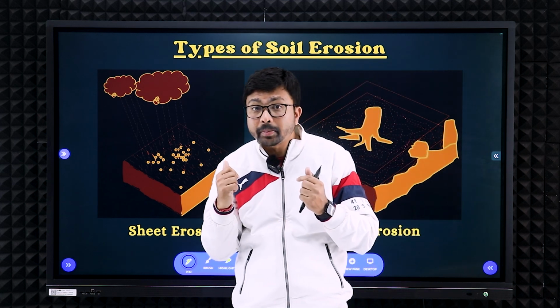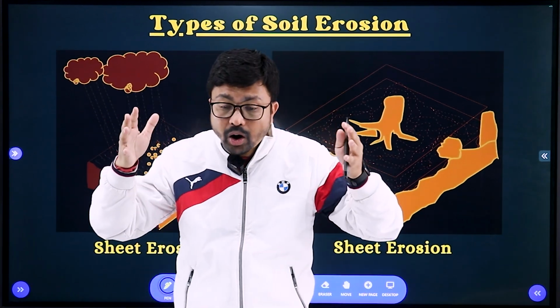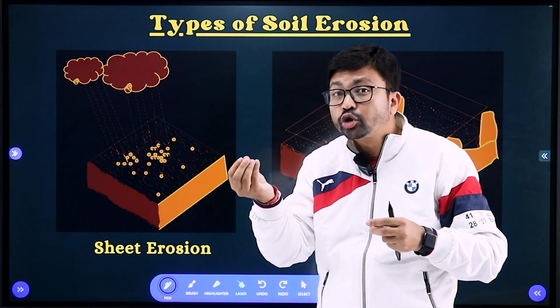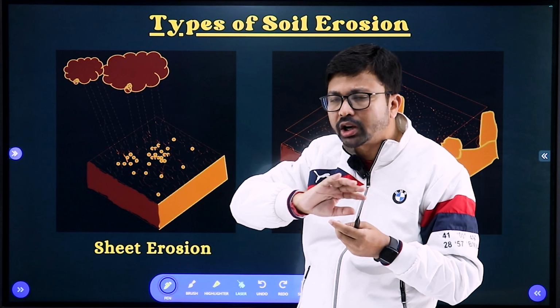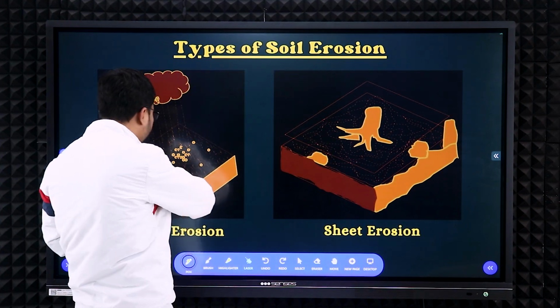Where will you get such type of erosion? Where you get plain level land. There, after rain, water will be stored, and those soluble materials will mix with the water, and all the part from the top soil will be removed, like the whole portion will be removed. That is called sheet erosion.